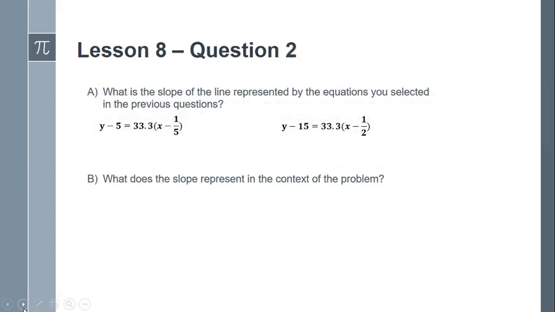Okay, so question 2 asks, what's the slope of the line represented by the equation you selected? Well, when we found the slope, that represents the speed of the vehicle, or how fast the monkey is moving away from the crime scene. And that's this m that's in front of both of these equations. So that's just right there already telling us 33.3, which we just figured out. And then what does it represent? Well, it represents the speed of the vehicle that the monkey's in, or how fast they're traveling away from the zoo or the crime scene in this case. And it's in miles per hour.